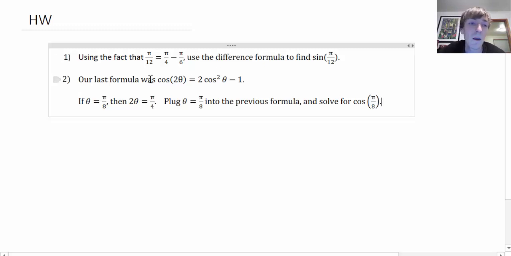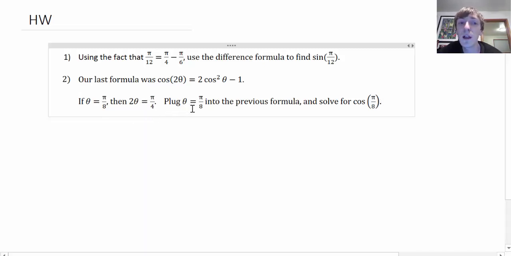Here's the second problem. Our last formula, if I combine it all together, was cosine of 2 theta equals 2 cosine squared minus 1. We could use that to find cosine of pi over 8, but in a slightly reversed way. Here's what's going on. If theta is pi over 8, then 2 theta is pi over 4, which means 2 theta is now one of our special values.